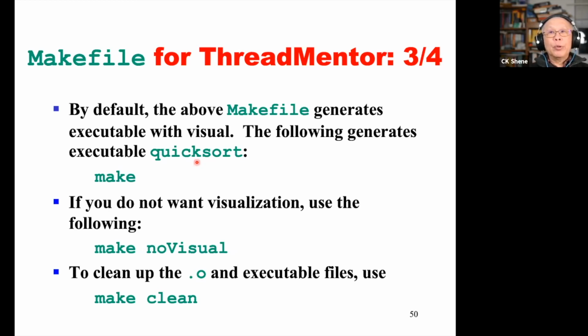Now, what if you don't want visualization? You simply type no-visual. Here, the V is uppercase. Now, after testing so many times, you may have so many versions of .o files, so you just type make clean to remove all the .o and executable files. So this is very easy.